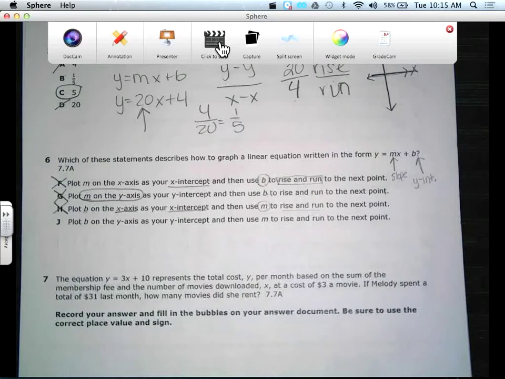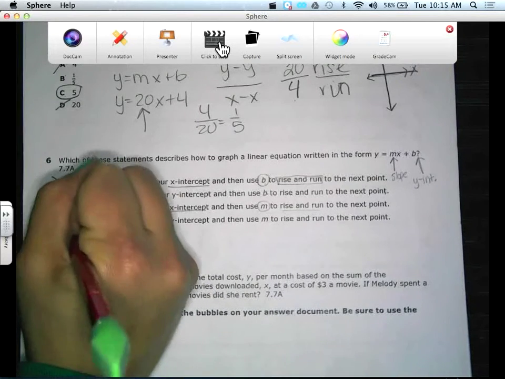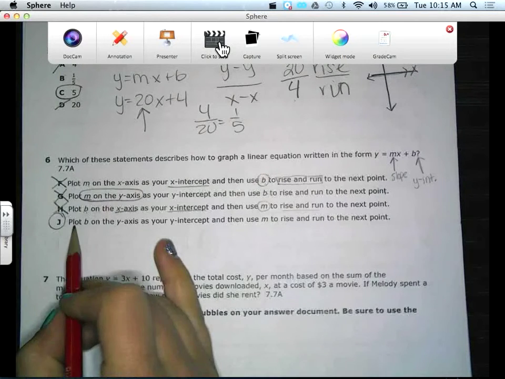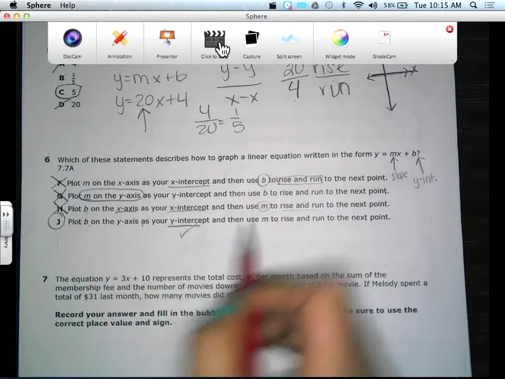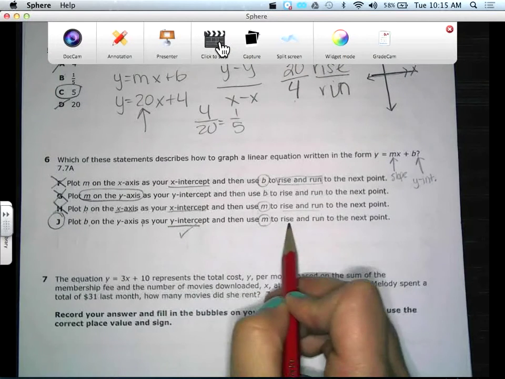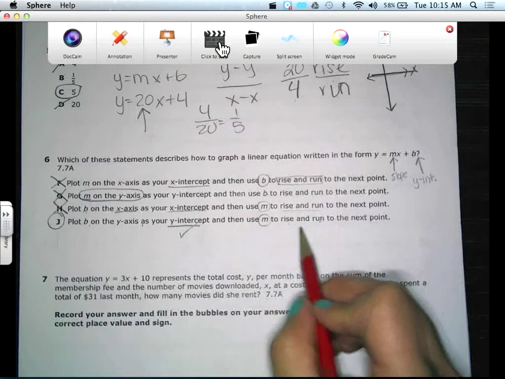The only answer that makes sense or works is J. I can plot B on the y-axis as the y-intercept, and then use M to rise and run to the next point, which represents the slope.